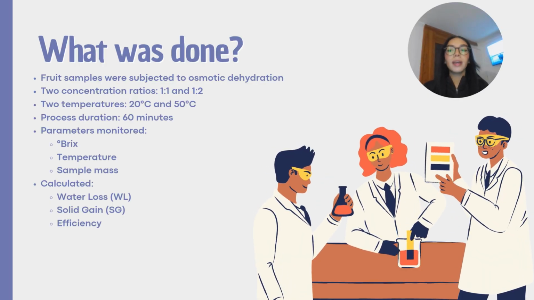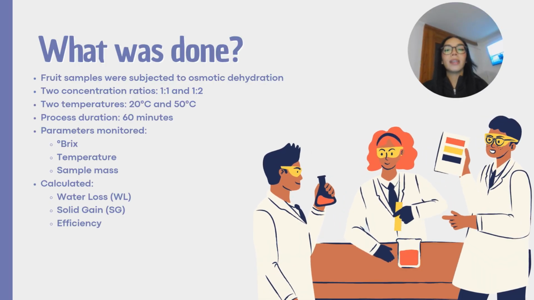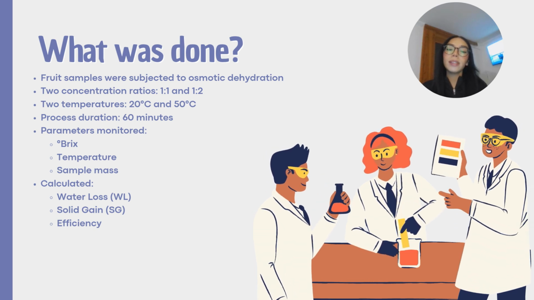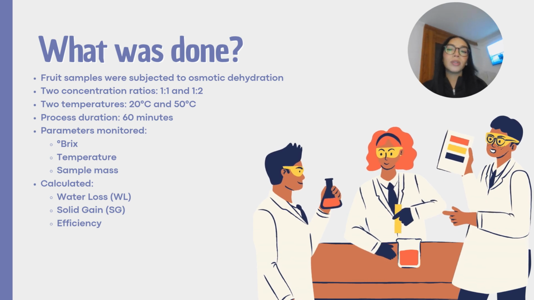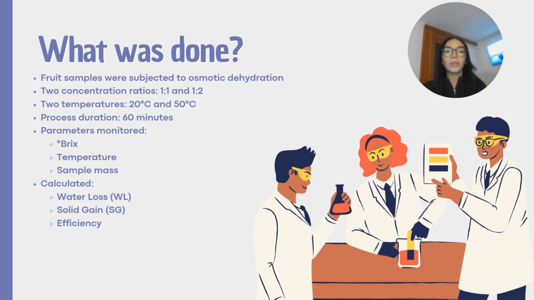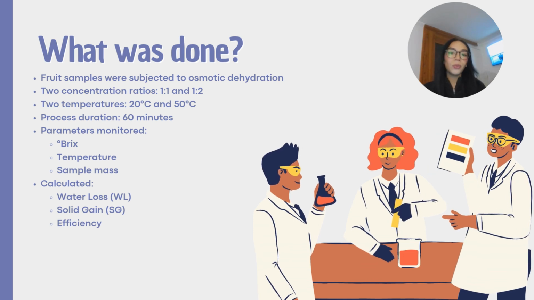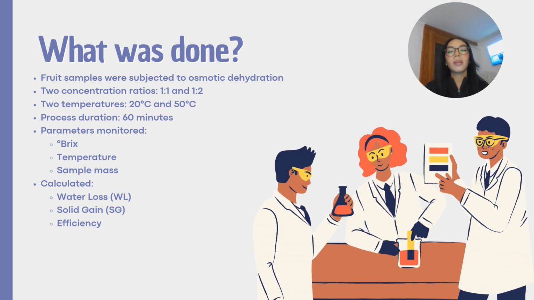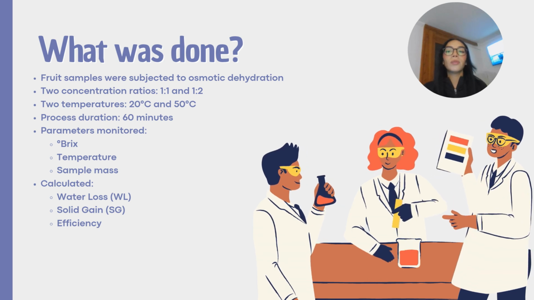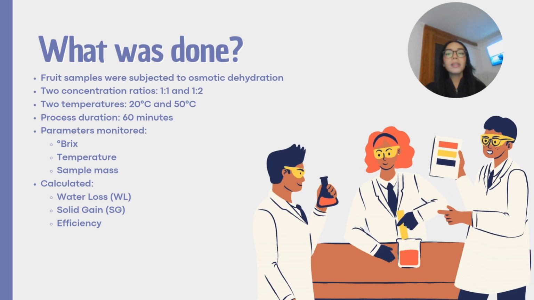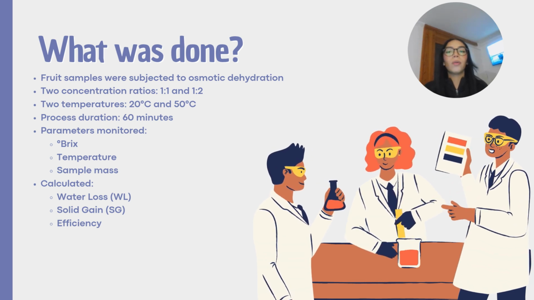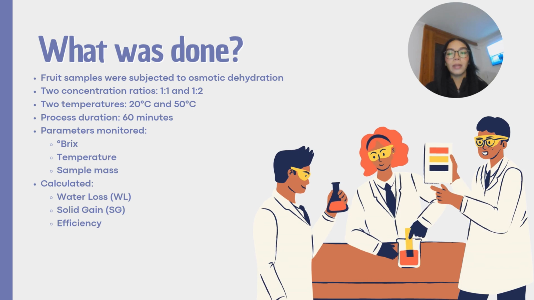What was done? The experiment consisted of osmotic dehydration of fluid samples using different operating conditions. Two concentration ratios were used, 1 to 1 and 1 to 2, and two temperatures were evaluated, 20 degrees Celsius and 50 degrees Celsius. The process was carried out over a period of 60 minutes.